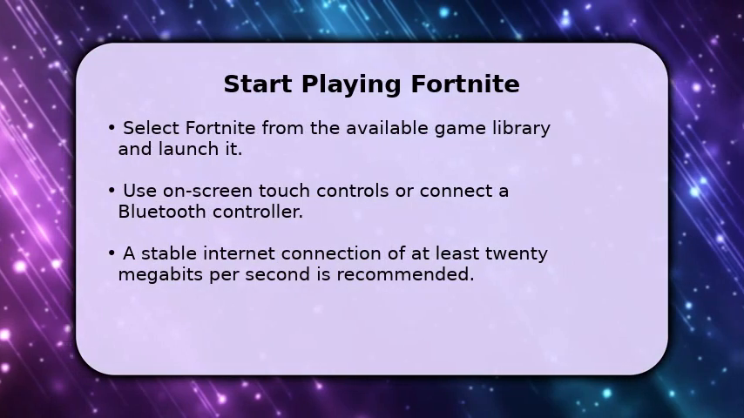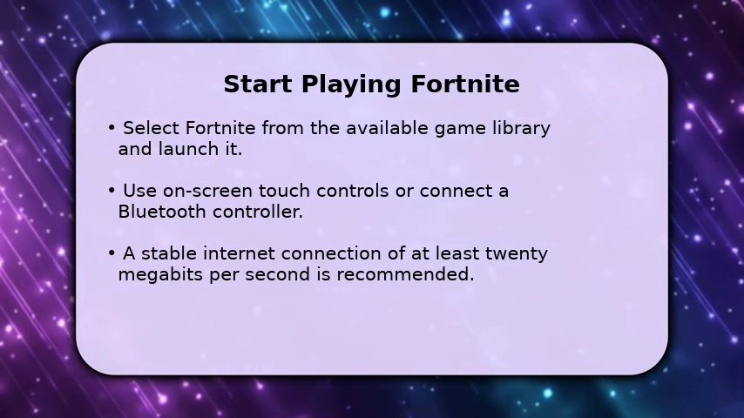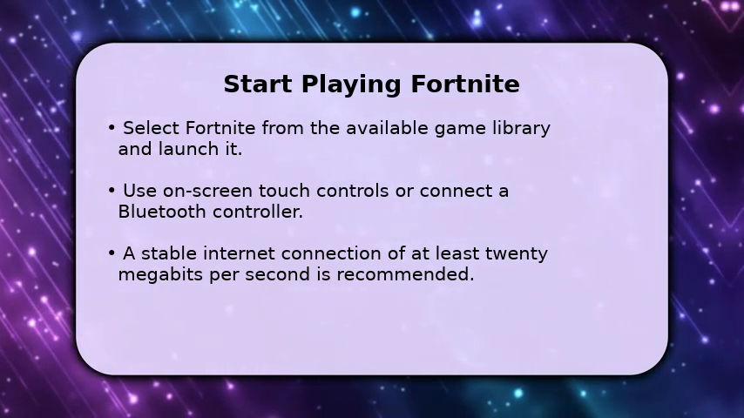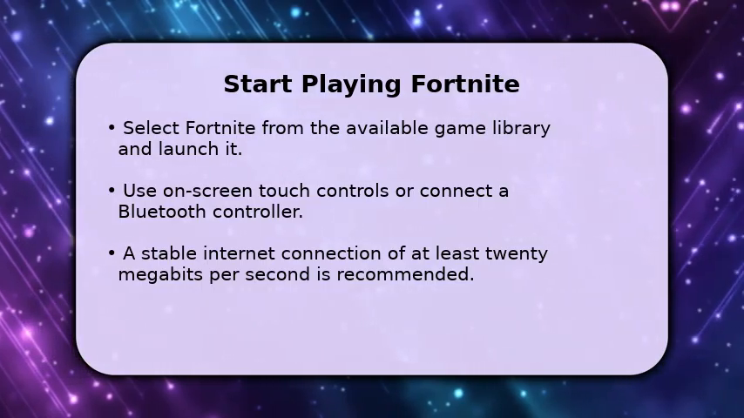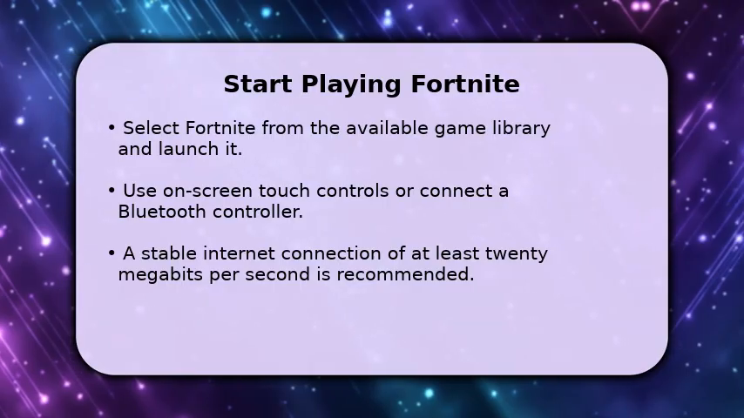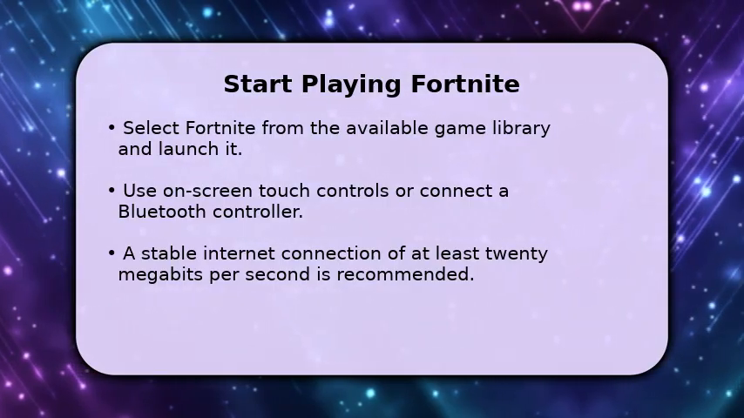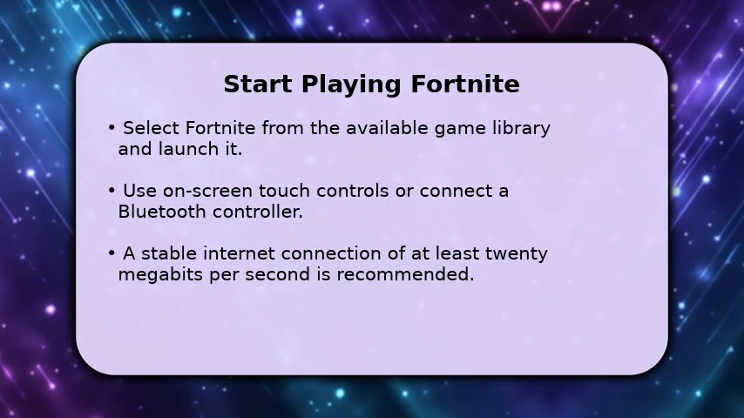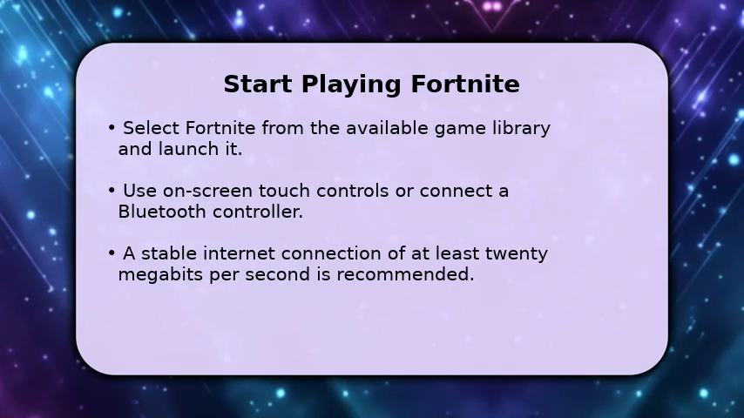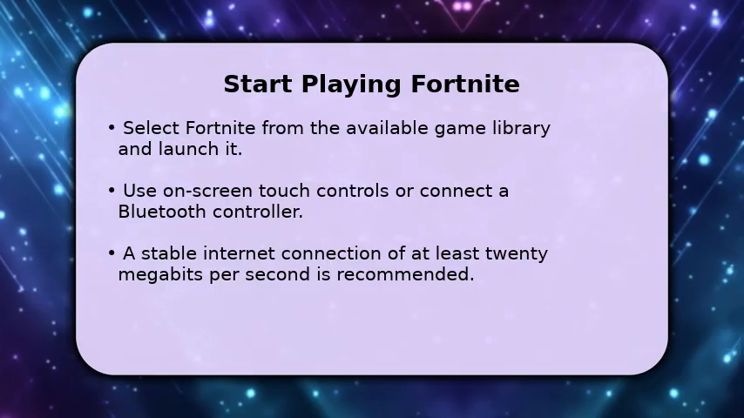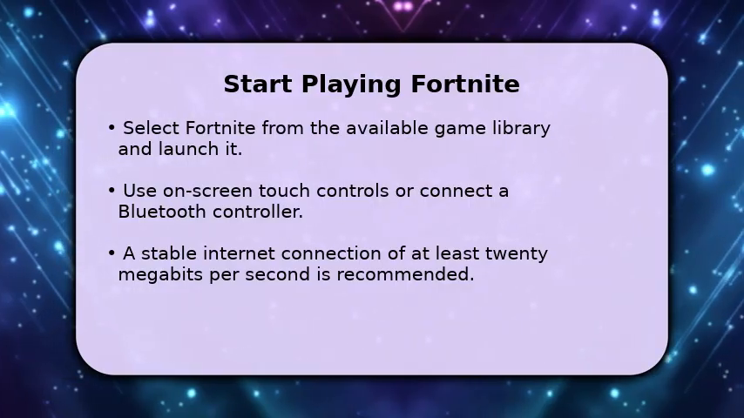With your accounts linked, simply select Fortnite from the extensive game library on Xbox Cloud Gaming and press play. You have two primary control options. Utilize the intuitive on-screen touch controls designed for mobile play, or connect a compatible Bluetooth controller for a more traditional console experience. For the best performance, ensure you have a stable internet connection, ideally with a speed of at least 20 megabits per second, to minimize any latency.